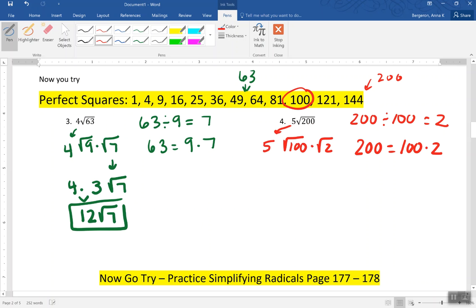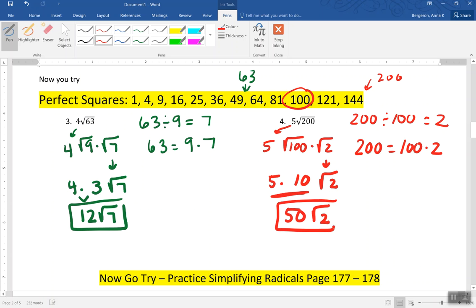So then square root of 2 is not on my list, so I just bring that down. The square root of 100 is on my list, so that means I can find the square root of 100, and that would be 10, and then I bring that 5 down. And then what I'm going to do is combine these by multiplying. So 5 times 10 is 50. Square root 2 is my answer.